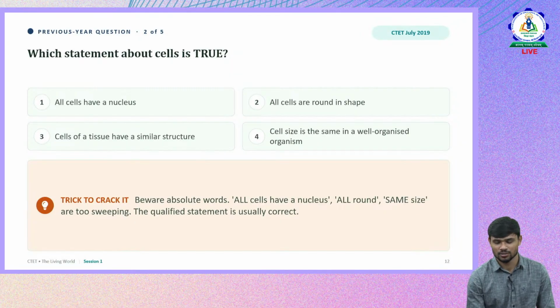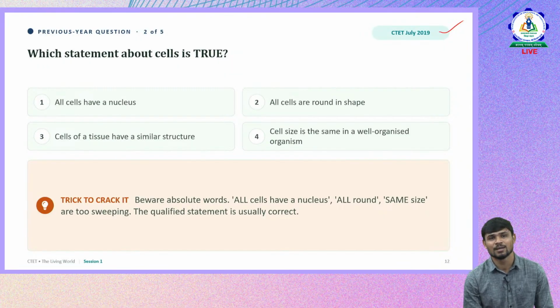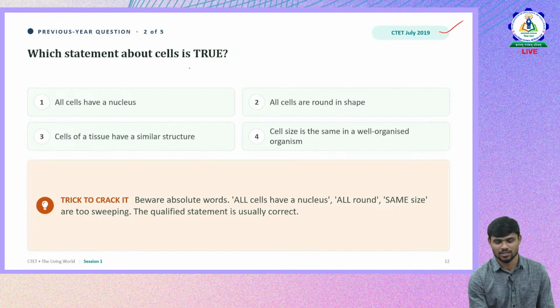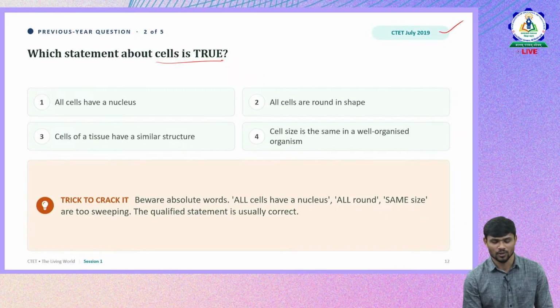The next question was asked in 2019. Okay, let me read the question. Which statement about cells is true? They are asking which is true among the following. Option 1, all cells have a nucleus. Option 2, all cells are round in shape. Option 3, cells of a tissue have a similar structure. Option 4, cell size is the same in all organisms.